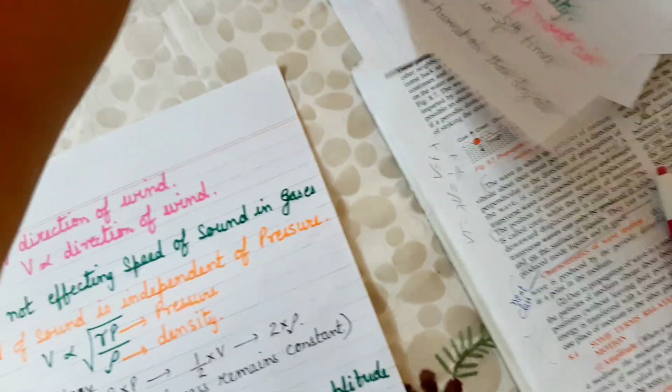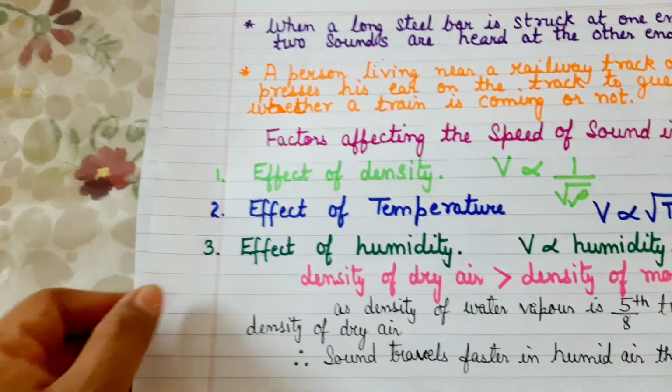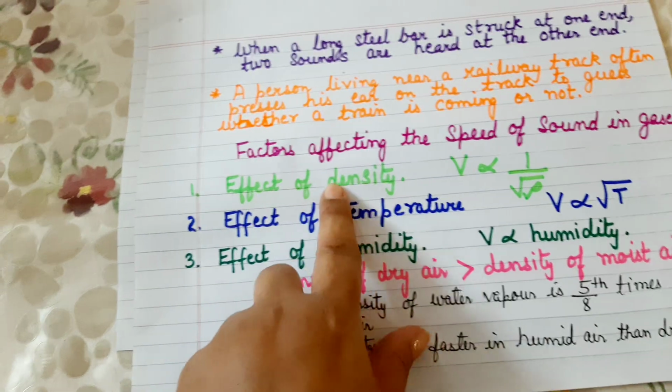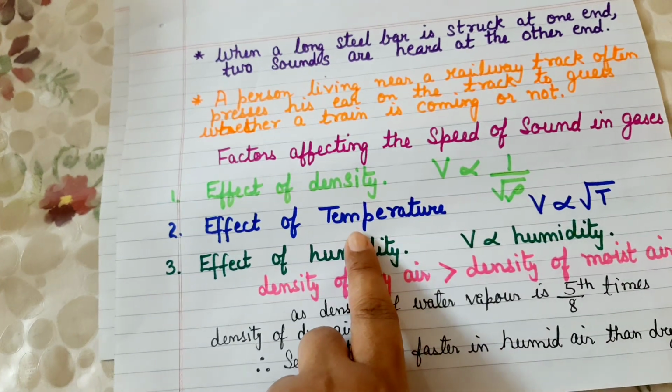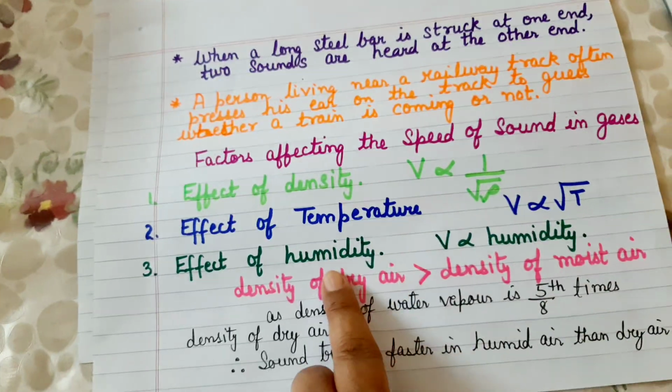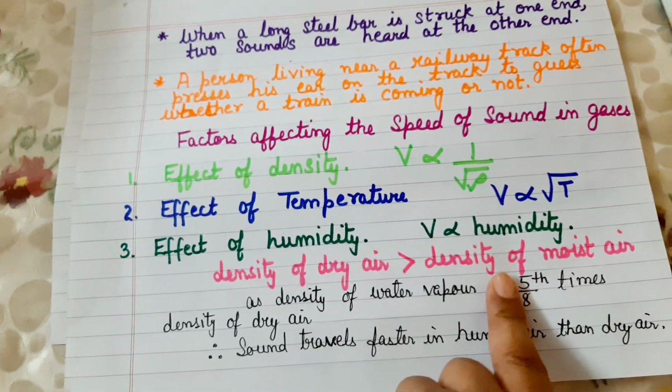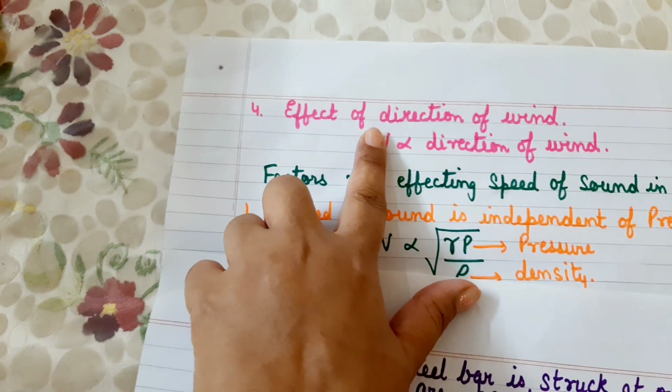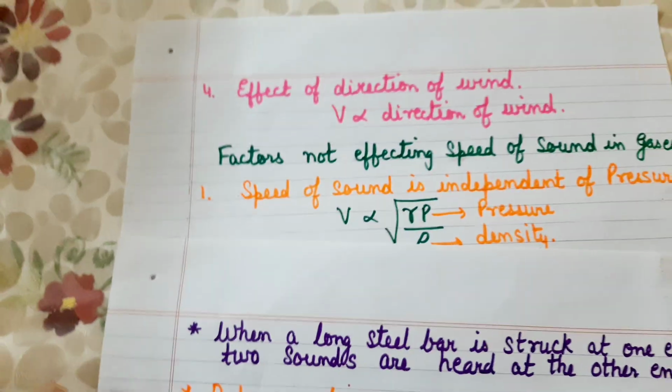And which are the factors on which it depends, children? It depends upon the density, inversely. It depends upon temperature directly. It depends upon humidity directly. And of course, the fourth was that it depends upon the direction of the wind blowing. That was also directly. Okay, children.